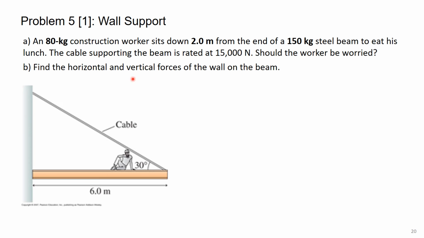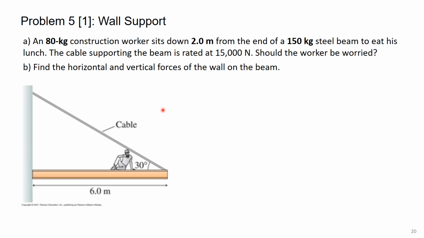We know the mass of the worker, we know how far the worker is located from the wall, we know the length of the beam, and we also know the mass of the beam. The cable has a rating of 15,000 newtons. If the tension in the cable exceeds 15,000 newtons, it could break, so the tension has to be less than 15,000 newtons. The question is asking: should the worker be worried that the tension has exceeded 15,000 newtons?